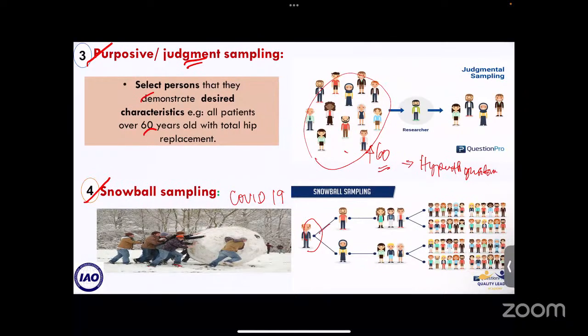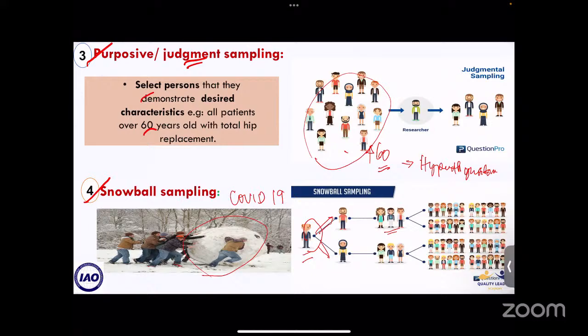Maybe their son, their daughter, and you look at whom the son or daughter has been in contact with, such as their children. Then you check who their children have been in contact with, like friends and so on. So you start with one person and you expand as you go, growing your sample size gradually, just like a snowball.